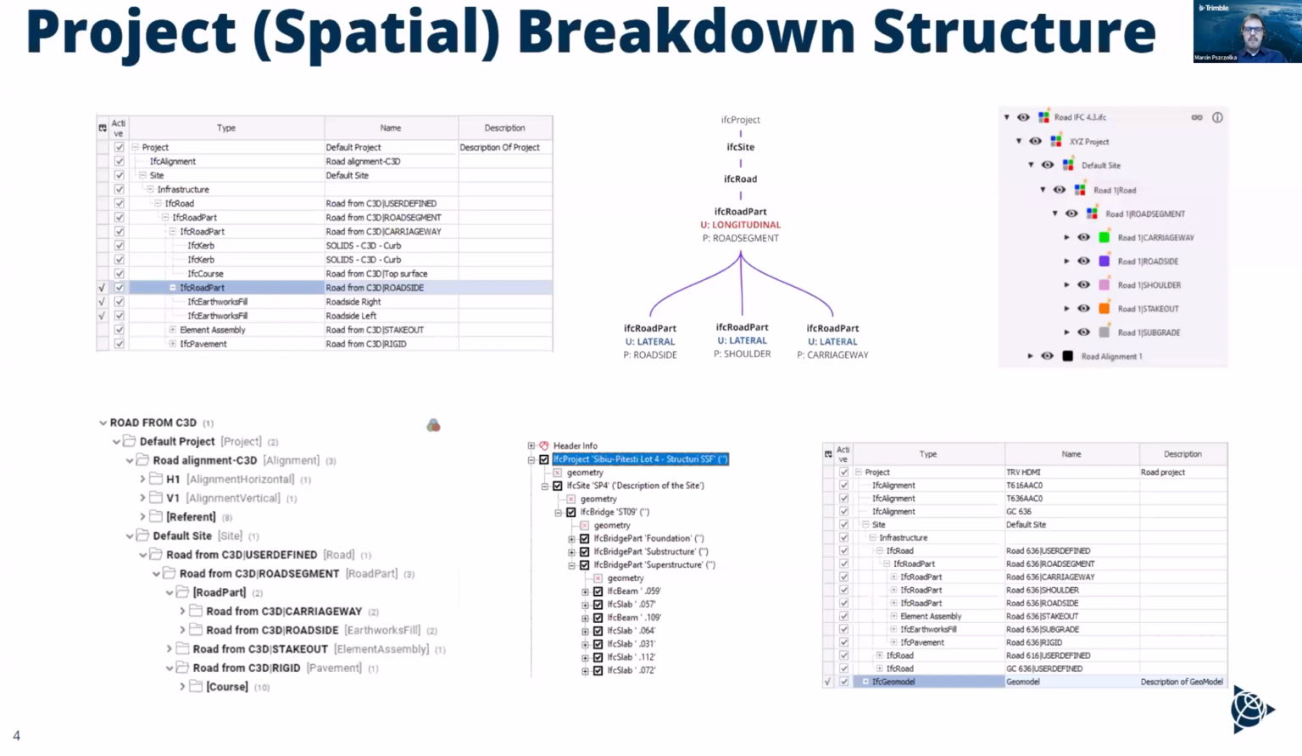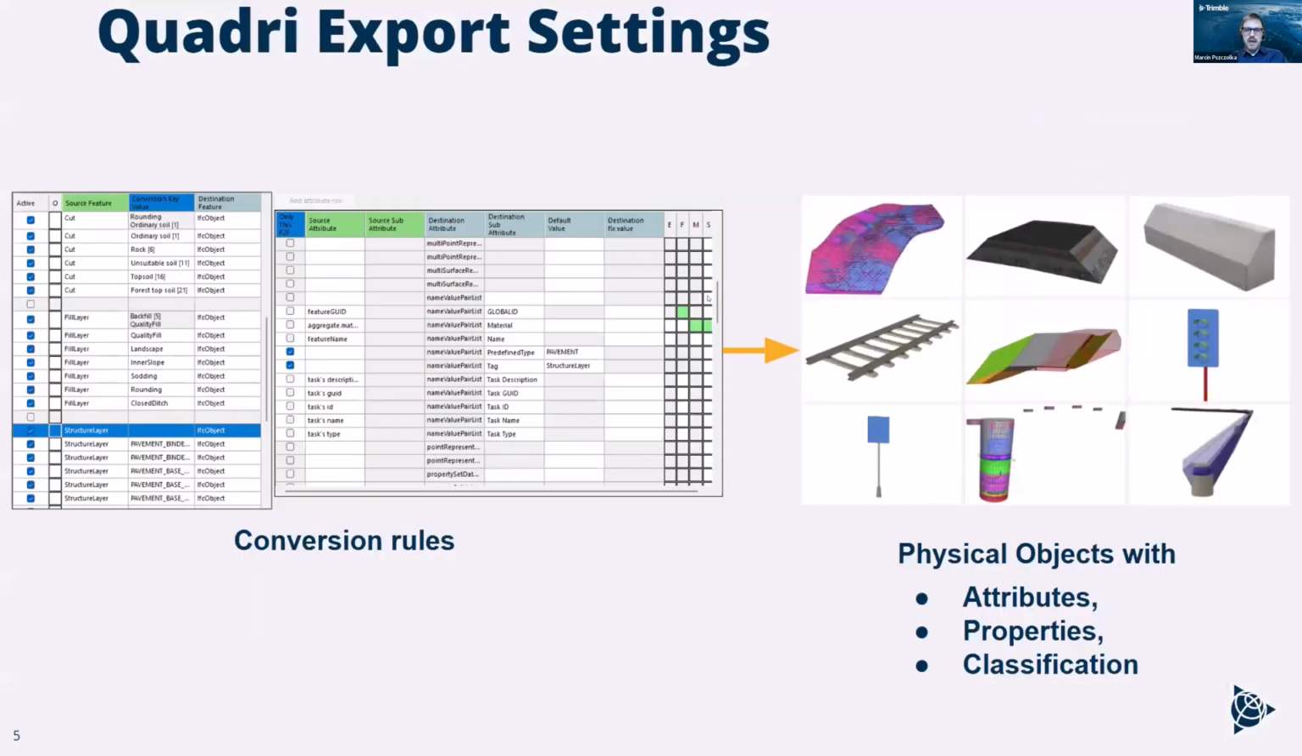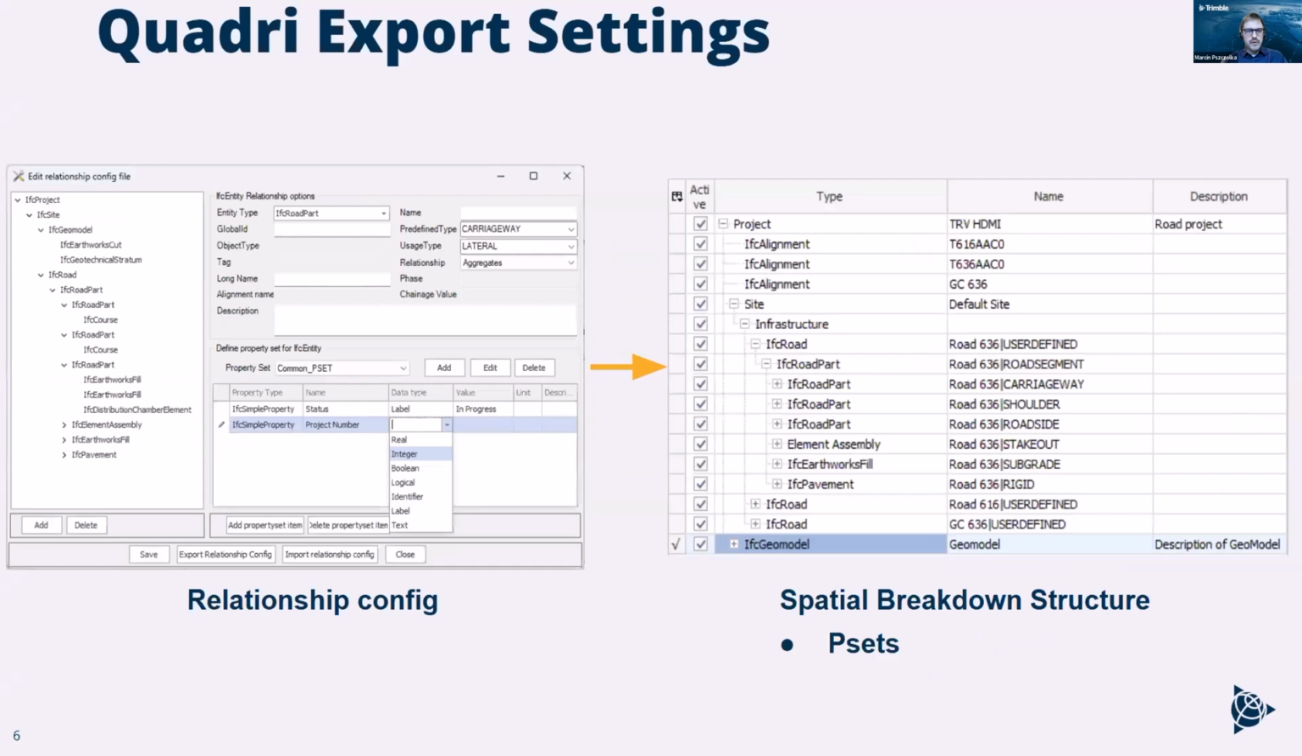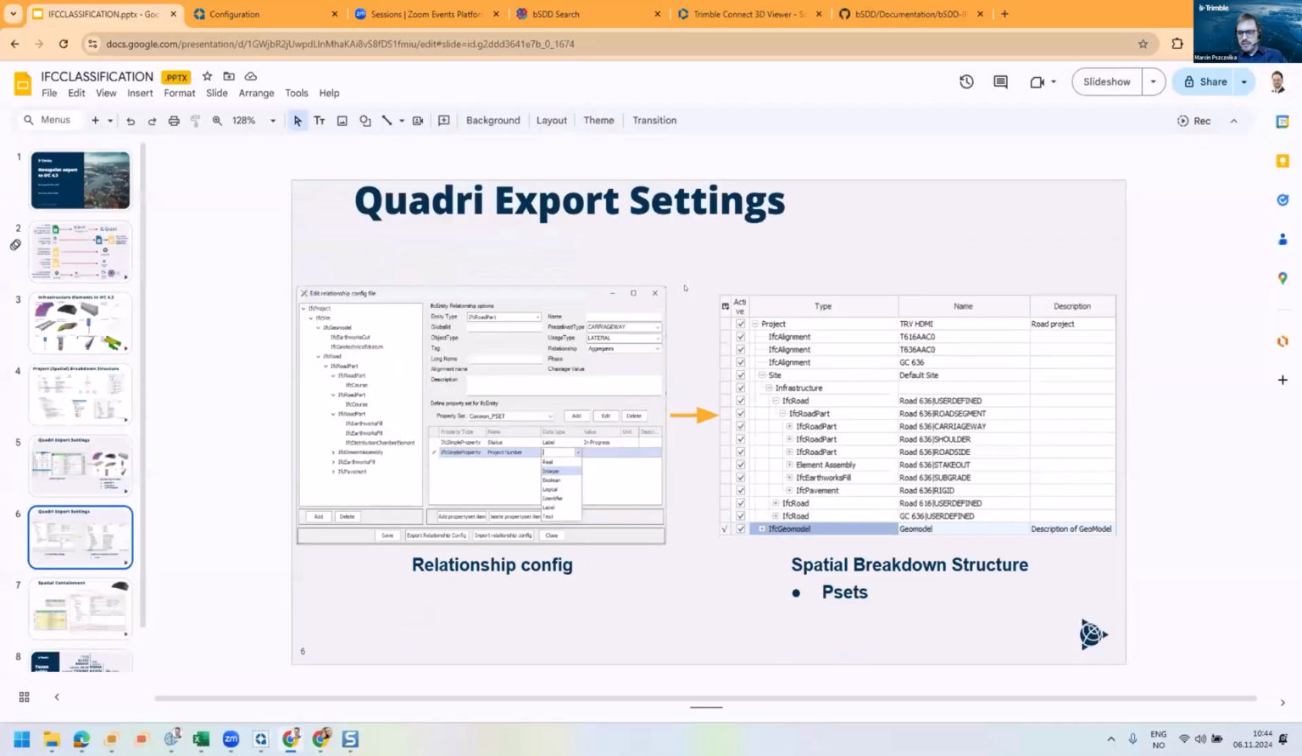Here we just place them in a certain manner to establish the spatial breakdown structure. So conversion rules we will use to convert objects from Quadri to our physical objects with attributes, properties, and classification. And we have also another tool for relationships. It's called relationship config, and this we will use to establish this nice project structure. Yes, so this is just a bit of theory, and let's jump to the demo.